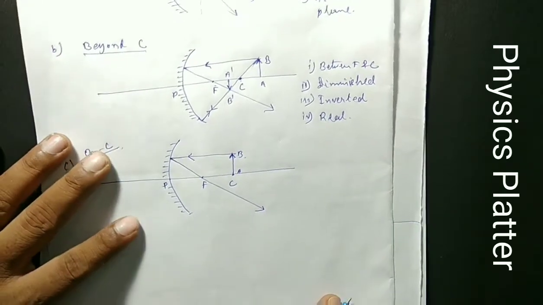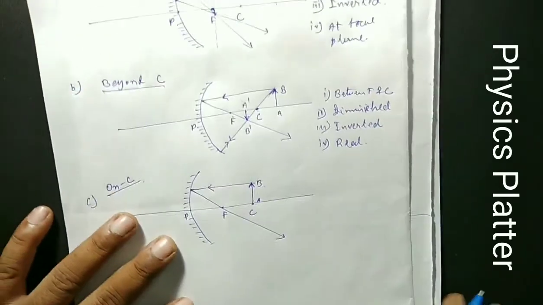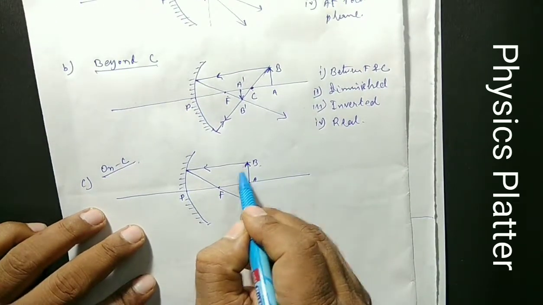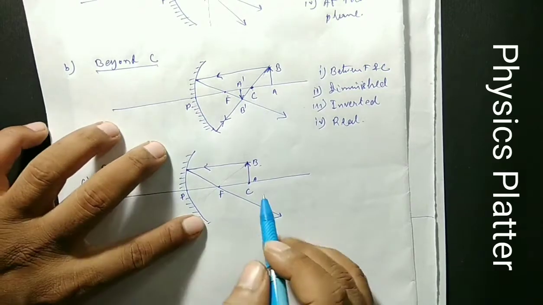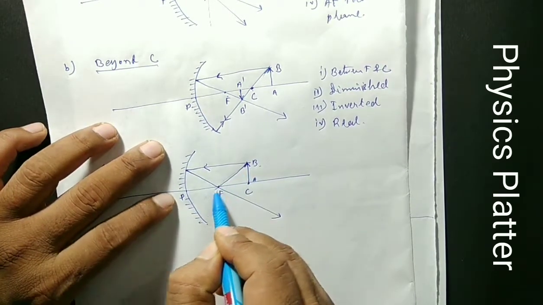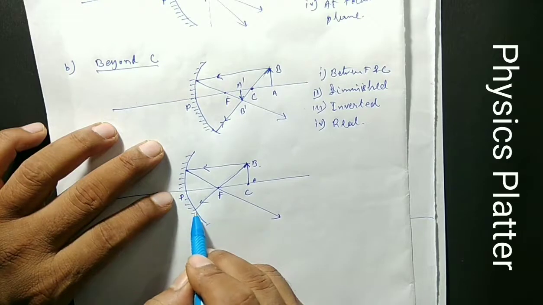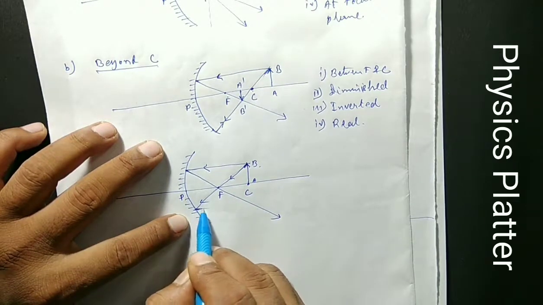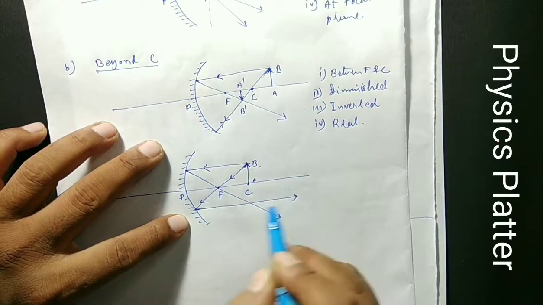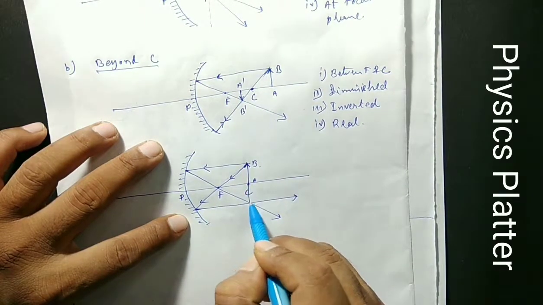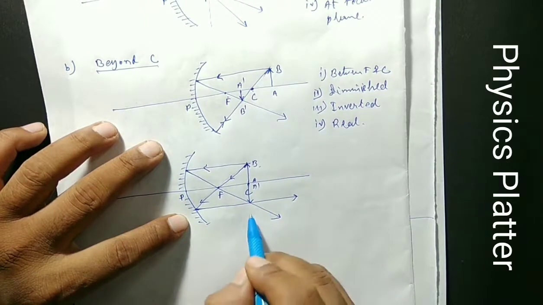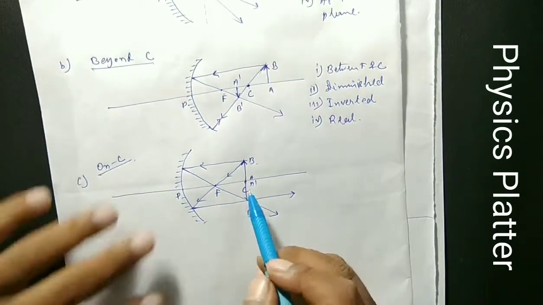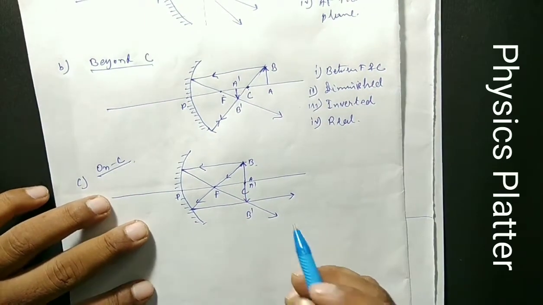Alright, see, this time I cannot draw any ray through the center of curvature. So this time I will take another ray which goes through the focus, just like that. And then when it goes through the focus, after reflection it will become a paraxial beam. That means this has become my A prime, B prime, the image. See here, the image is of the same size as the object.